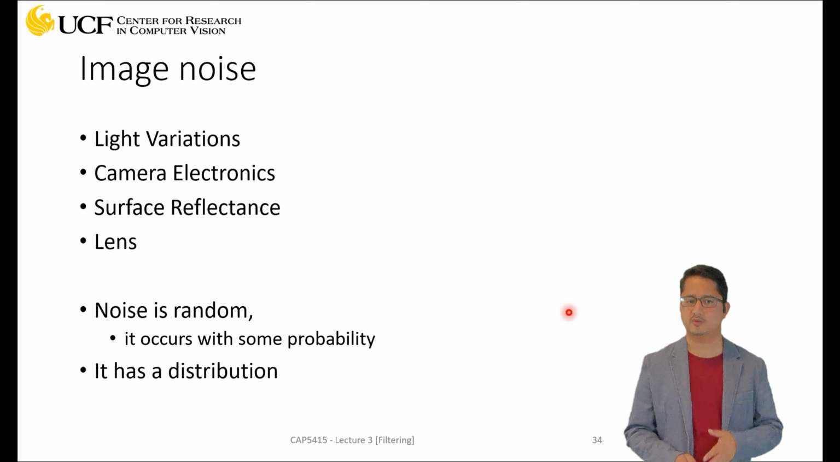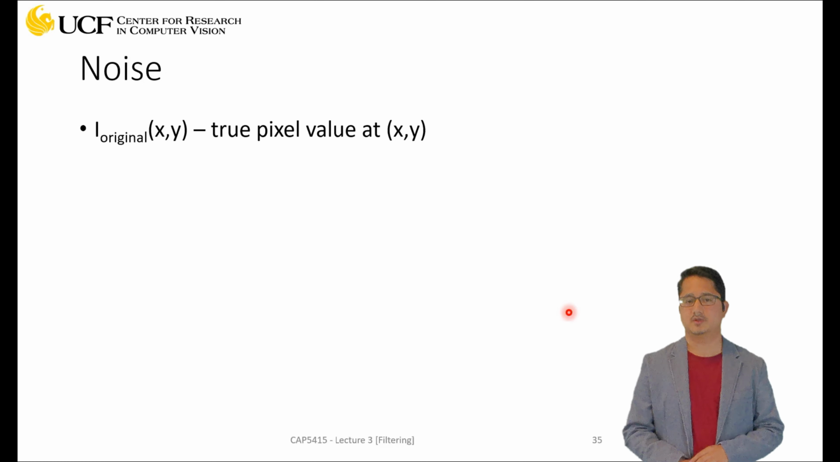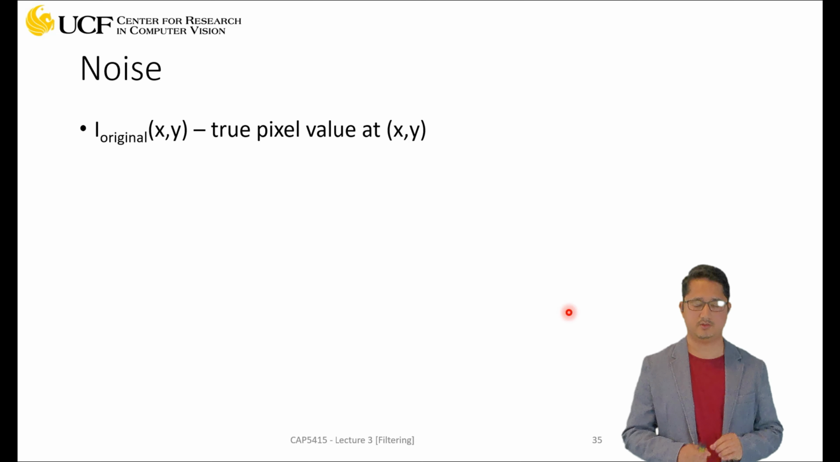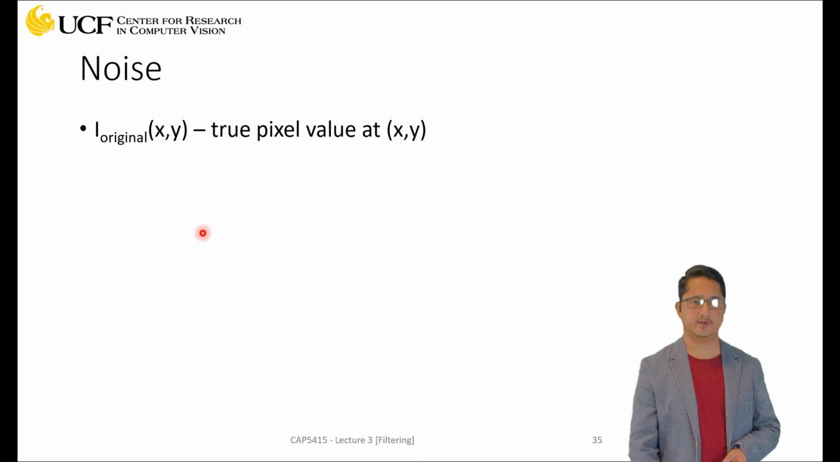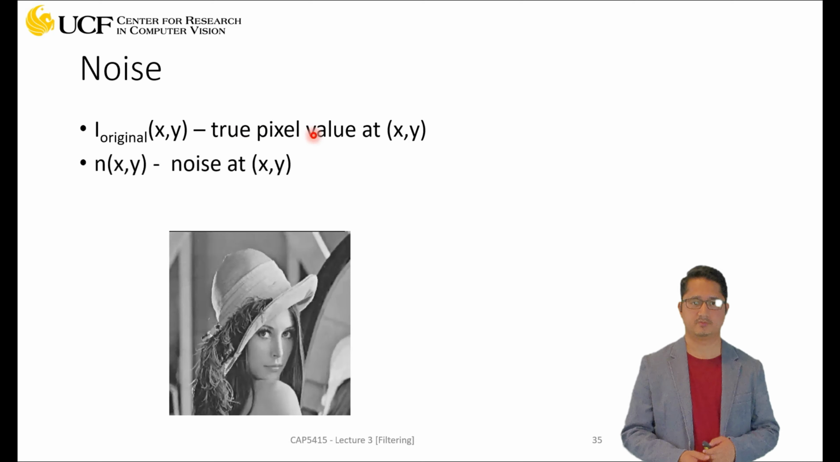And because it has some probability, it will have some kind of distribution. If it has a distribution, we can model this noise. A very simple way to do that is, for example, if you have an original image which is completely noise free, we call this I original. This is a function of x, y, these are the grid values. This function will give you the true pixel value without any noise.